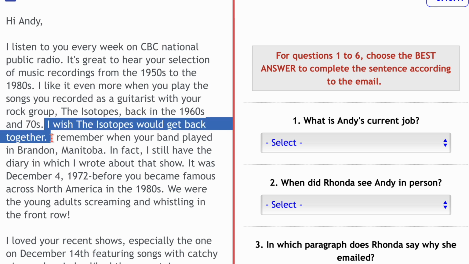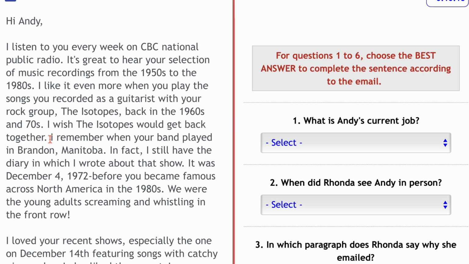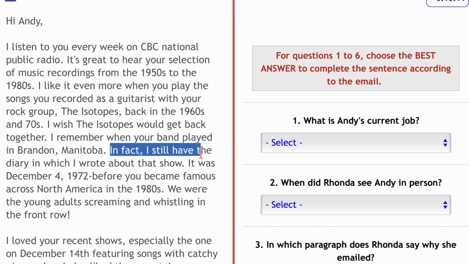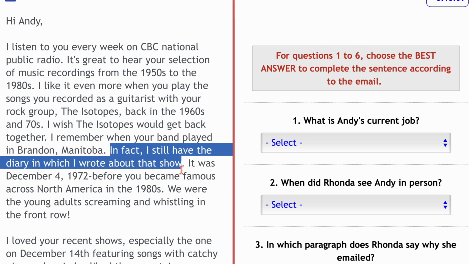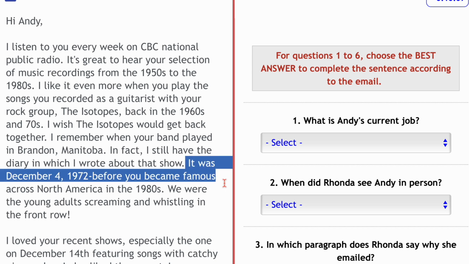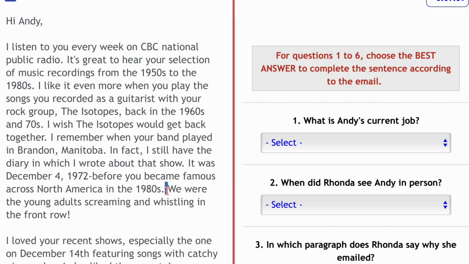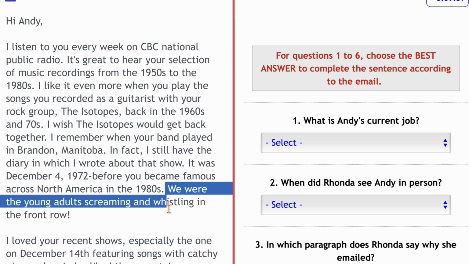I wish the Isotopes would get back together. I remember when your band played in Brandon, Manitoba. In fact, I still have the diary in which I wrote about the show. It was December 4th, 1972, before you became famous across North America in the 1980s. We were the young adults screaming and whistling in the front row.